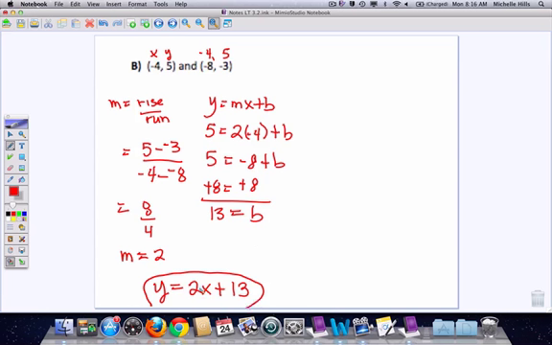And then I'm going to check this with my second point. So 2 times -8 is -16. -16 plus 13 is -3. Yep, y is -3, so it works.